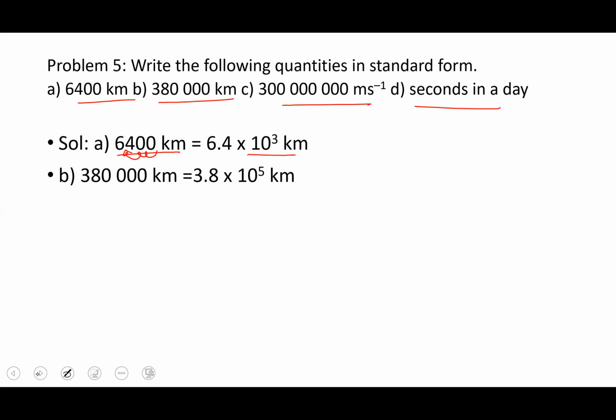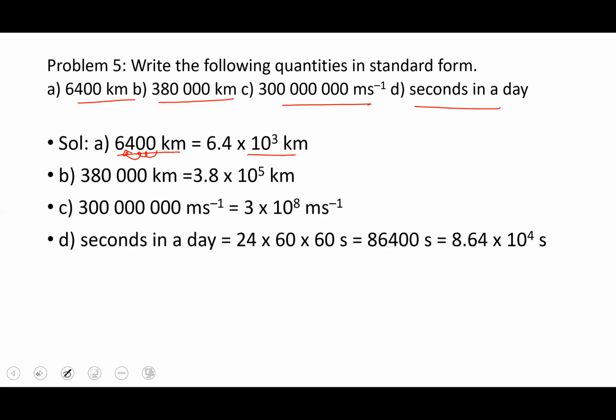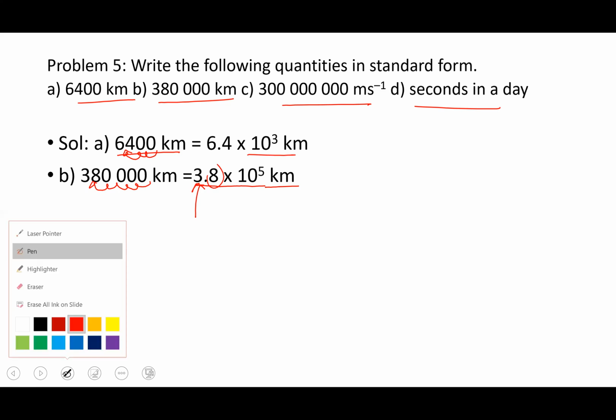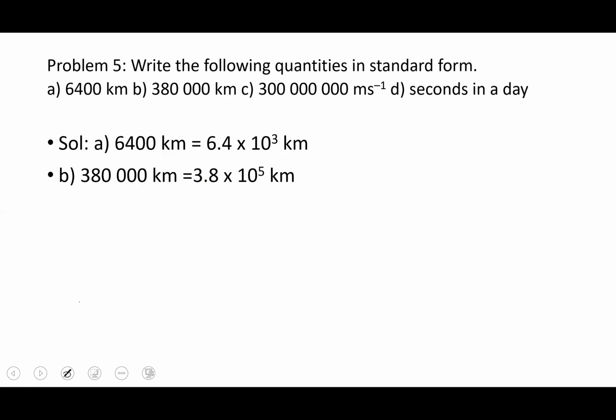Now the next one is 3,080,000 kilometers, and it can be represented very simply as 3.08 × 10^6, because 1, 2, 3, 4, and 5 decimal places are moved. So 3.8 × 10^5 kilometers. This is also written in scientific form because one non-zero digit is before the decimal point, and the rest come after it. So this is the scientific way of writing down, or you can say the standard form of writing down the values.